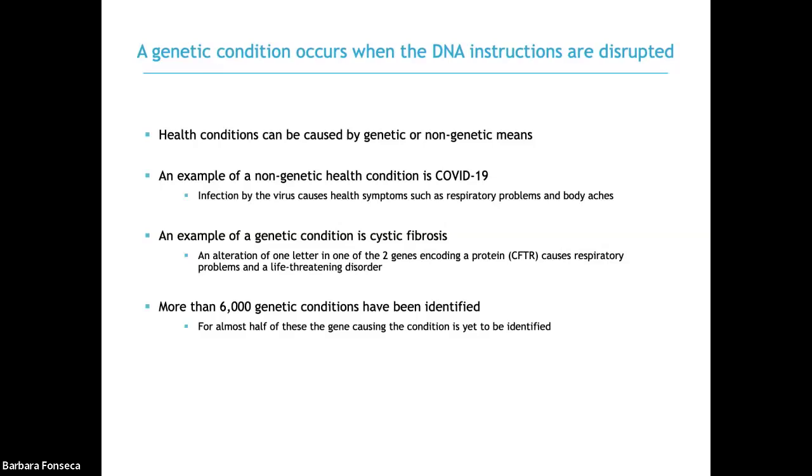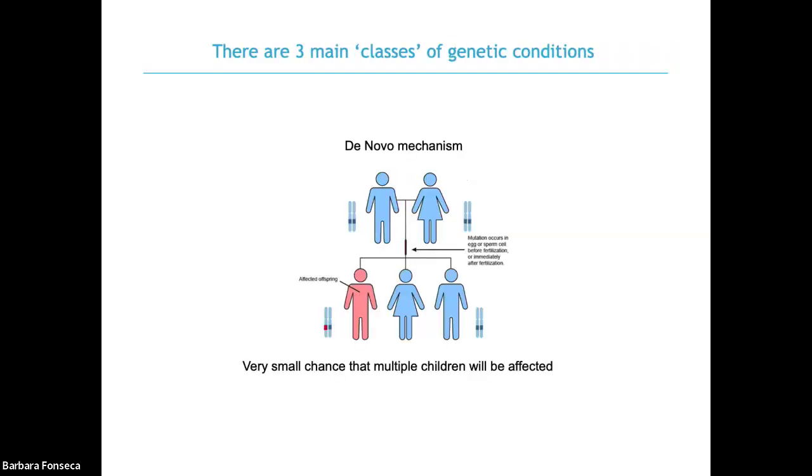Okay, so health conditions can be caused by genetic or non-genetic means, and there are some non-genetic causes of corpus callosum disorders. We actually don't understand them very well, but some maternal infections and fetal alcohol spectrum disorder are associated with corpus callosum abnormalities. But for the most part, they are genetic conditions. An example of a non-genetic health condition is COVID, an infection. An example of a genetic condition is cystic fibrosis, which is an alteration of genes in a protein called CFTR, and it causes respiratory problems. Over 6,000 genetic conditions have been identified across different organ systems.